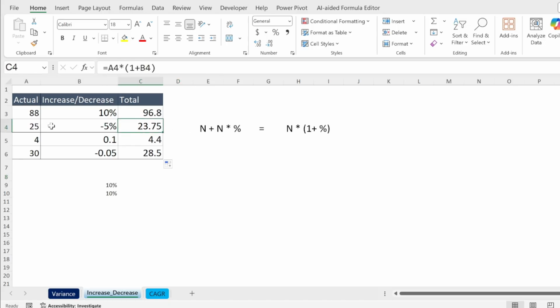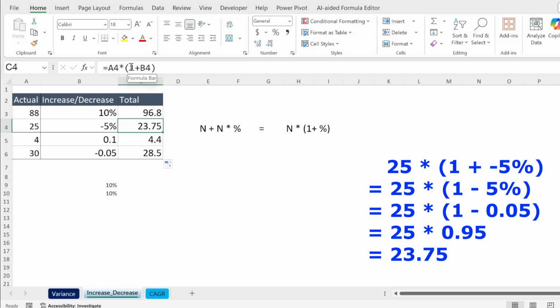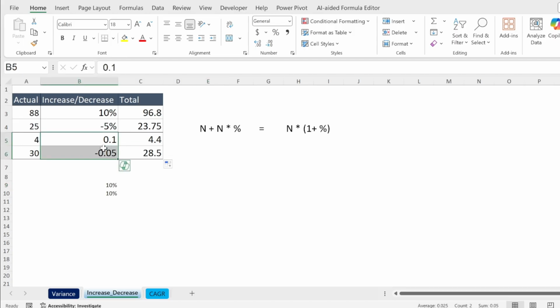What happened? 25 is here, and you have 1 plus minus 5%, which is 1 minus 5%, and it's 0.95. So 0.95 times 25, it gives you the result. So here we have decreased by 5%. And if you don't have them in percentage, doesn't matter, it will work as well.